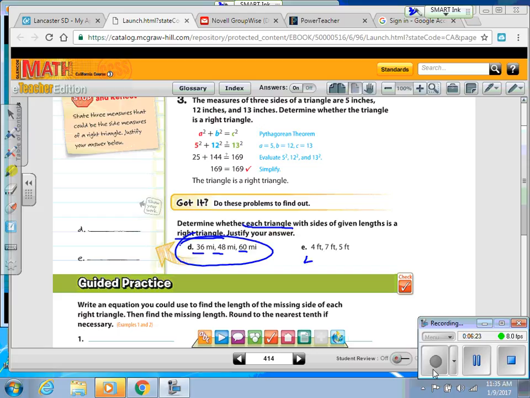So I'm going to take 4 squared plus 5 squared should equal 7 squared if it's a right triangle. Okay? So we've got 16 plus 25 equals 49. Is that true? I can already see it's not. So that is not a right triangle, because this is 41, right? 16 and 25 is 41. 41 is not equal to 49, so it is not a right triangle. Okay?